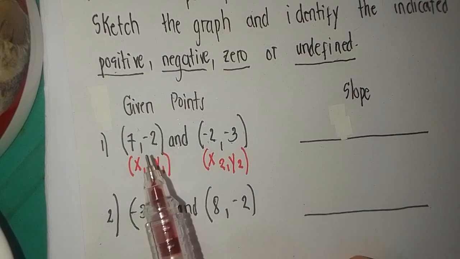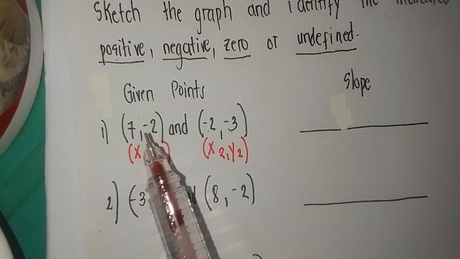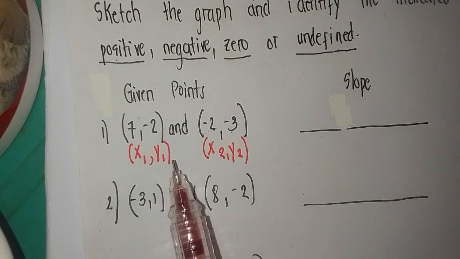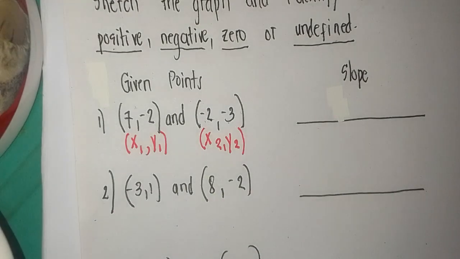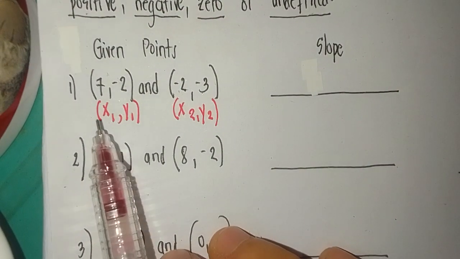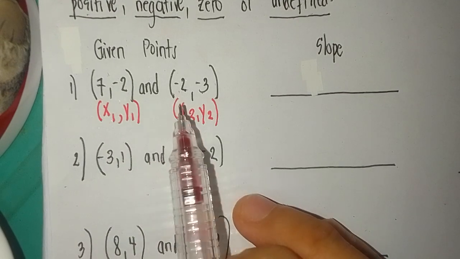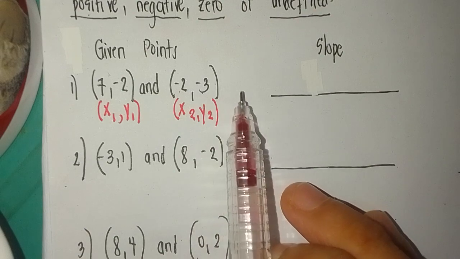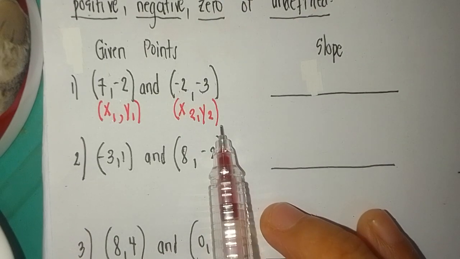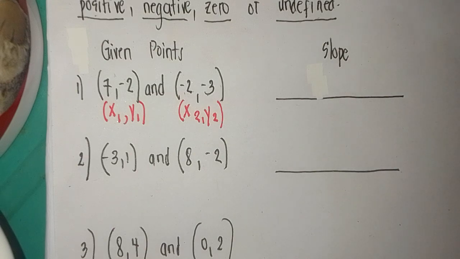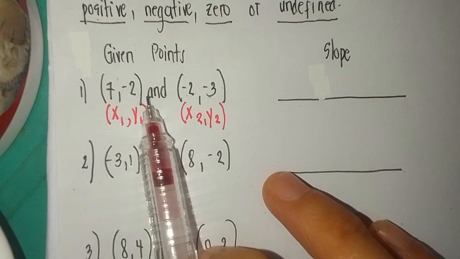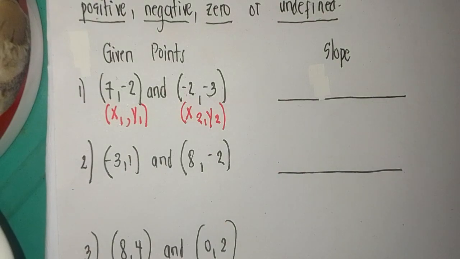So here for number 1 class, as what you see, 7, negative 2 is my first point. Please read the label in red ink, x sub 1, y sub 1. And my second point is no other than negative 2, negative 3, x sub 2, y sub 2. And please remember that you can interchange. Remember from my last discussion that you can choose which is your first point and second point.